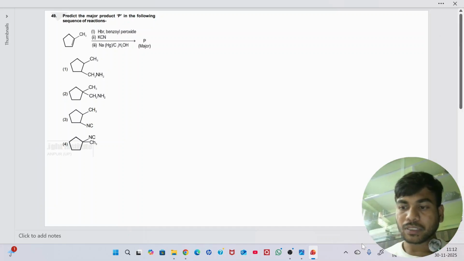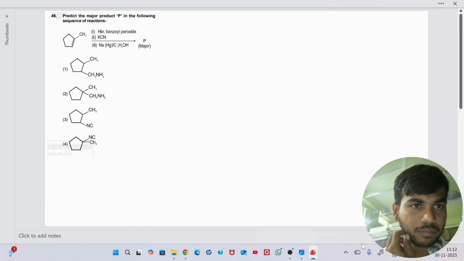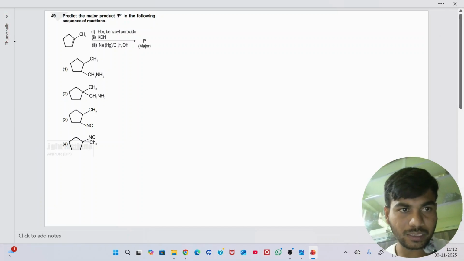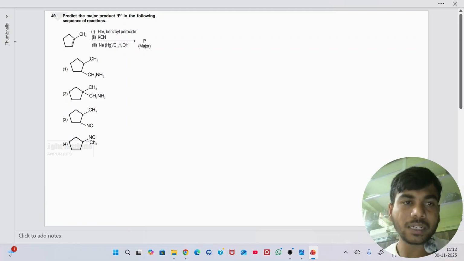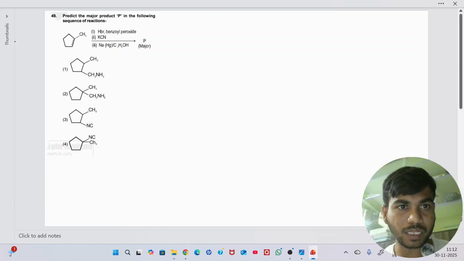In today's class, we are going to discuss a previous year question from the NEET 2025 question paper, where some basic organic chemistry reaction from reaction mechanisms is given. The question gives a simple cyclopentene derivative, 1-methyl-1-cyclopentene. First, it is treated with hydrobromic acid in the presence of benzoyl peroxide. Then it is reacted with potassium cyanide, followed by a simple reducing agent, sodium mercury amalgam in the presence of ethanol.